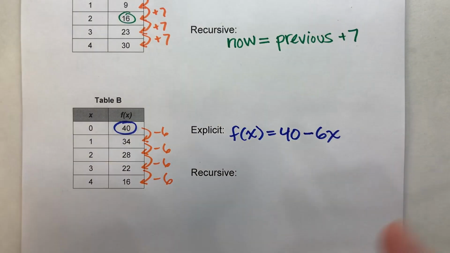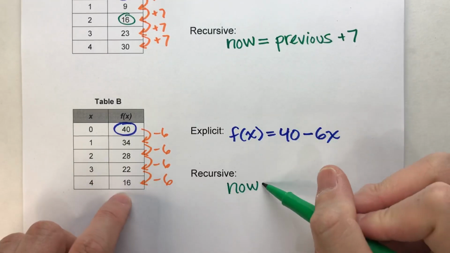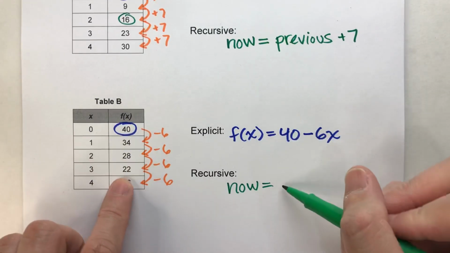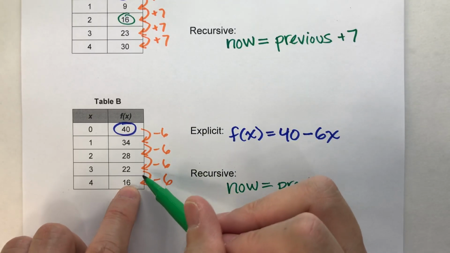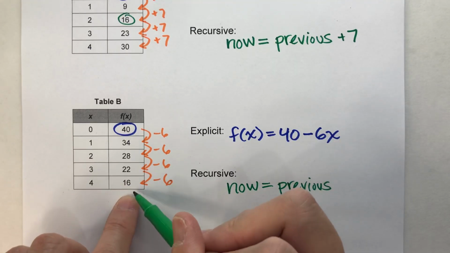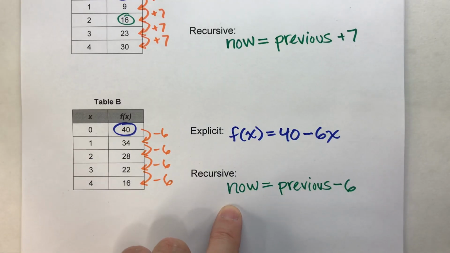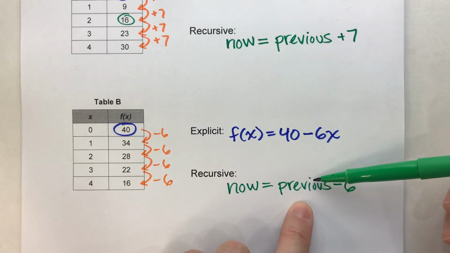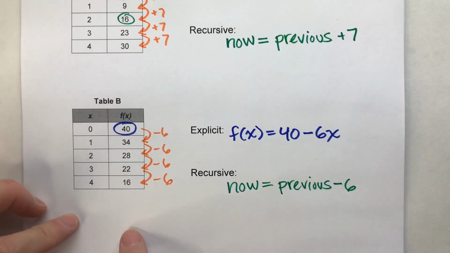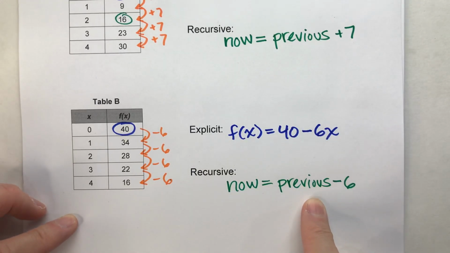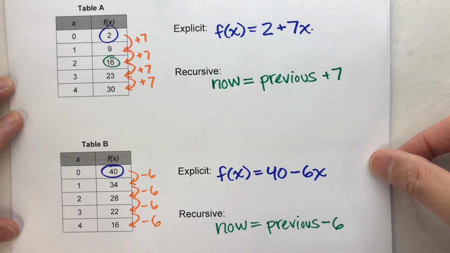Now, for the recursive equation, to get the current value of f of x, we know we're going to take whatever the previous value was, and if we know the previous value, we simply subtract 6 from it, and we'll get the current one. So the recursive equation is now is equal to the previous minus 6. And that'll allow us to get any f of x just by knowing the previous value. So that's what you need to know about arithmetic sequences.